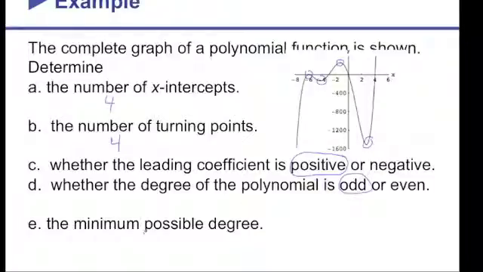And what's the minimum possible degree? Well, if it has 4 turning points, that's n minus 1, so 5 must be the minimum possible degree of this function.